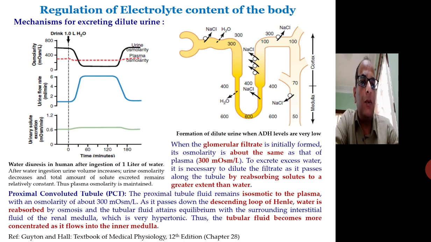As it passes down the descending limb of the loop of Henle, water is reabsorbed by osmosis, and the tubular fluid attains equilibrium with the surrounding interstitial fluid of the renal medulla, which is very hypertonic. Thus the tubular fluid becomes concentrated as it flows into the inner medulla. This region is always hypertonic, so urine always becomes hypertonic in any of these cases while entering the medullary region.